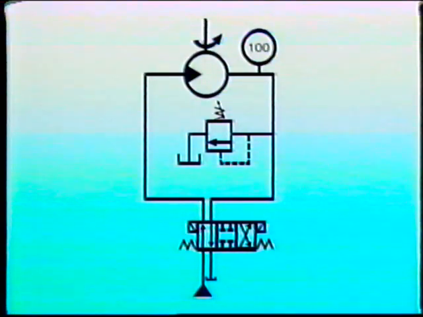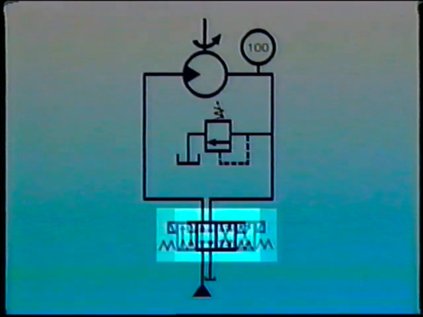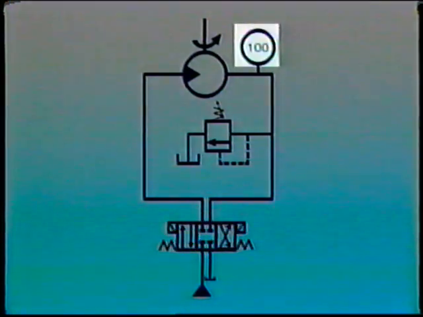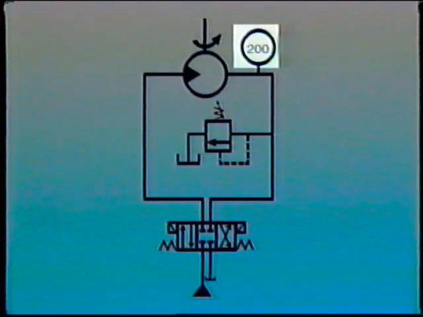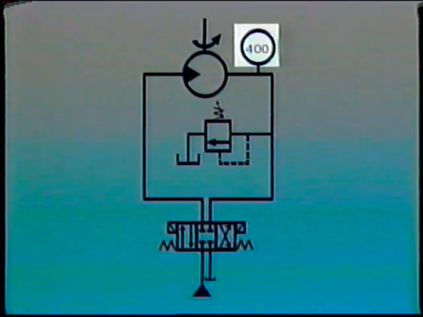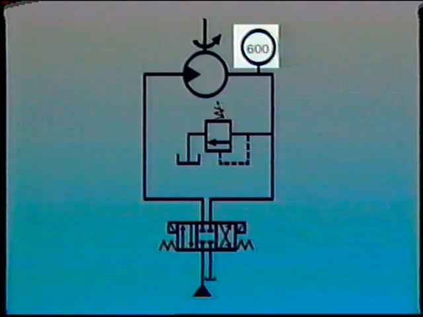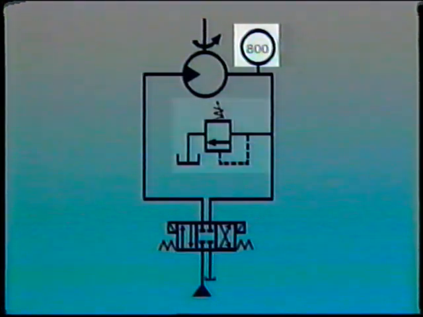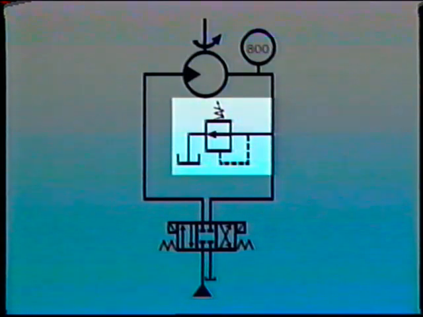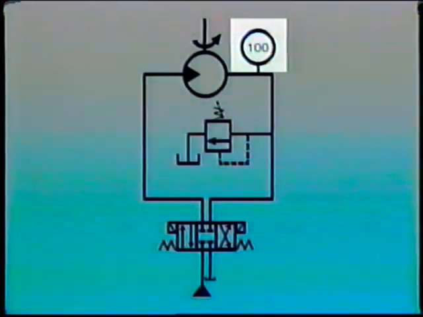To brake the motor, the directional control valve is shifted to its center position. This blocks flow out of the motor and applies back pressure that slows the motor down. The setting on the relief valve determines the maximum back pressure which will develop. When back pressure reaches that setting, the relief valve opens and back pressure drops off.